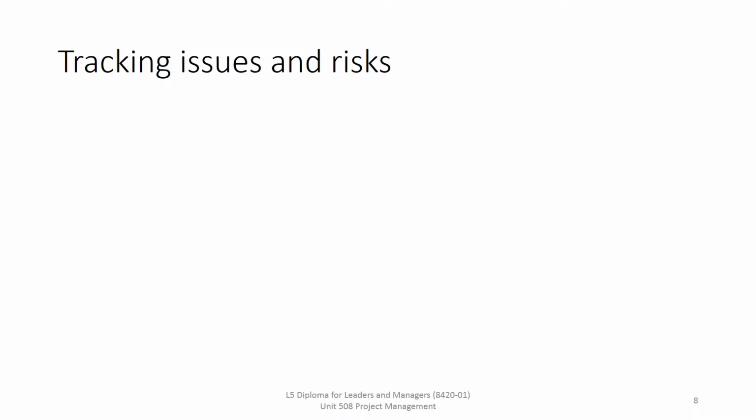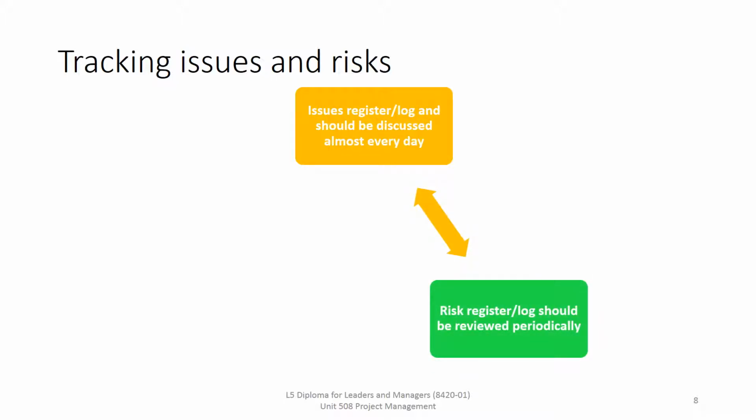So it's imperative for effective project management that we are tracking issues and risks. Now, risks is going to be more at the planning stage, and issues as they occur and ongoing. So issues can be recorded in an issues log and register, and they should be discussed almost every day, while the risks recorded in the risk log and register will probably be reviewed periodically. For example, if a project is going to last 2 years, it would be overkill perhaps to review the risks every week, as they should have been analysed at the planning stage and prioritised.